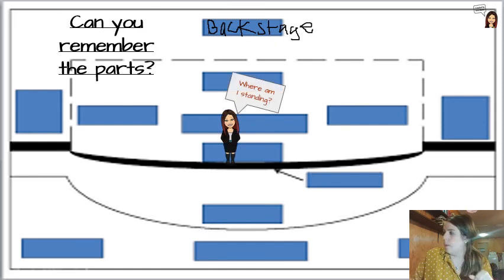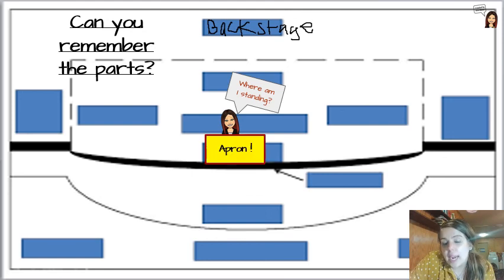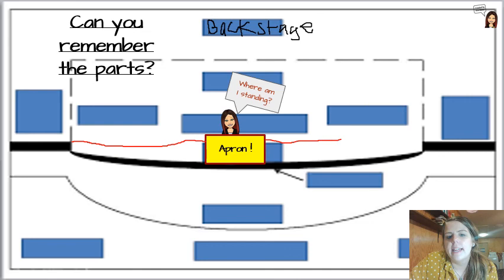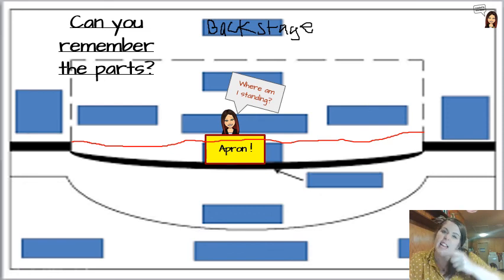Okay, so my little Bitmoji, where is she standing? If you guessed apron, you are correct. Now, I know that the curtain line, here's my bad drawing again, is right there, okay? So keep that in mind. That apron is that little bit of stage that separates the grand drape from the front of the stage.